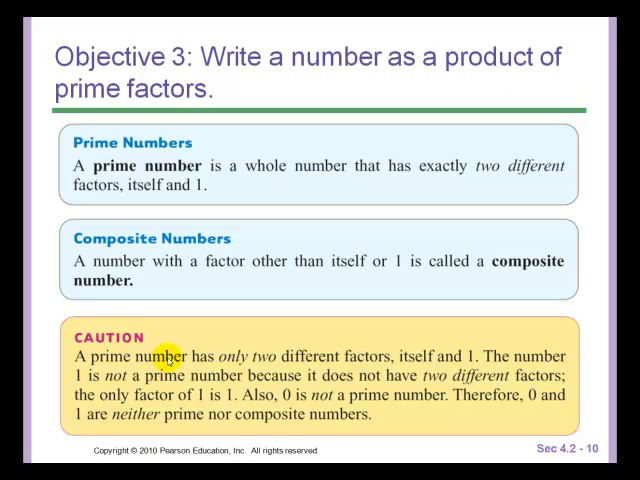Caution! A prime number has only 2 different factors: itself and 1. The number 1 is not prime because it does not have 2 different factors. The factors of 1 are 1 and itself, and we need 2 different factors. 0 is also not prime. That's just by definition. Therefore, 0 and 1 are neither prime nor composite.